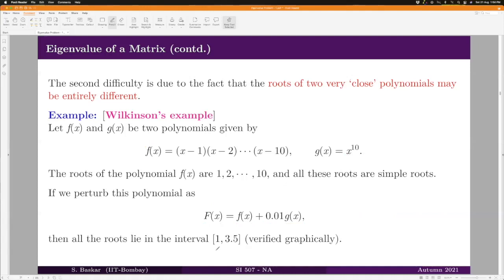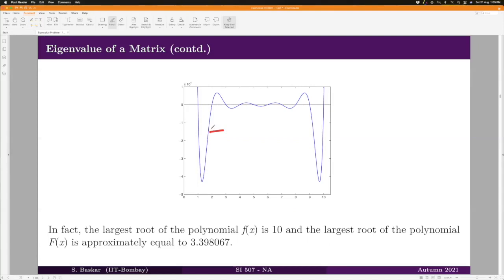In fact, they all lie in the interval 1 to 3.5, whereas for small f of x equal to 0, the roots are lying in the interval 1 to 10. In fact, they are just integers. Let us see this graphically. Here, the blue solid line indicates the graph of the function f of x, where this is the x-axis and the y-axis is precisely y equal to f of x.